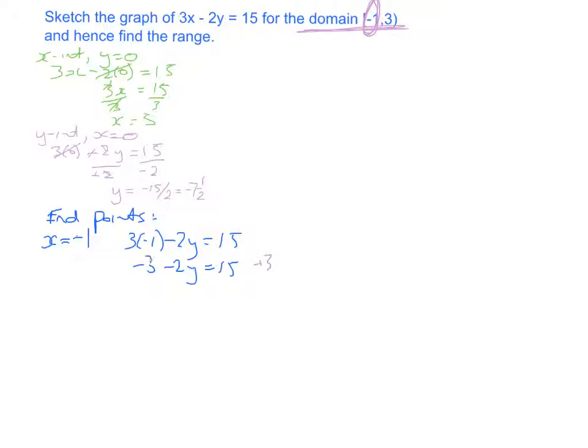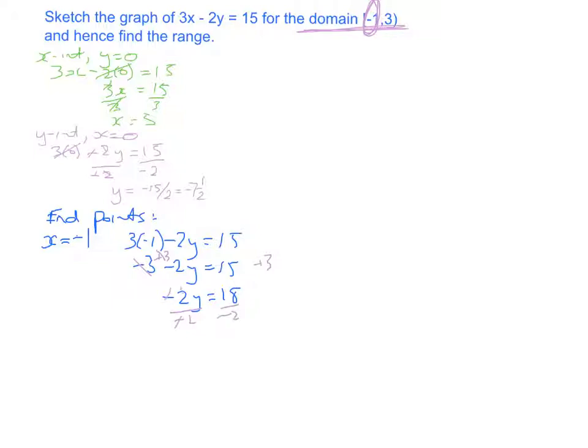Rubbing out too much stuff there. So we're adding 3 to cancel down that -3 there, and then we end up with 15 plus 3 on the right hand side. So we've got -2y will be equal to 15 plus 3 is 18. Then what we do is we divide by the -2 on both sides.